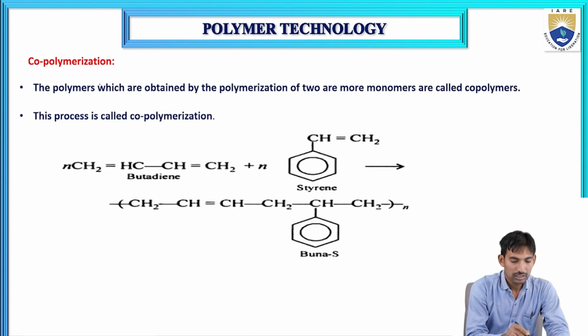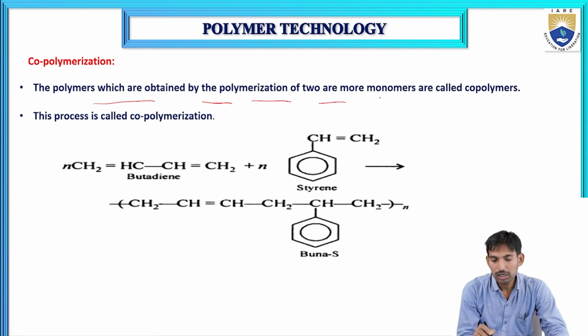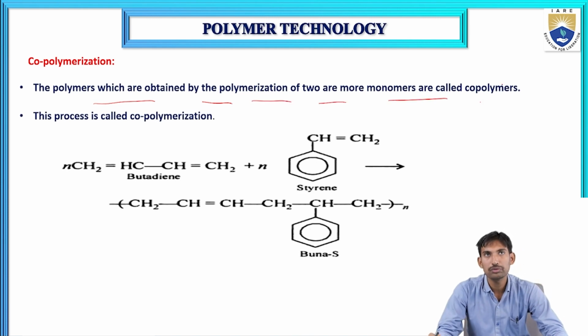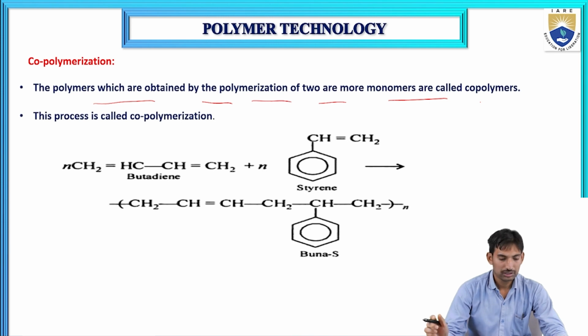Copolymerization. The polymers which are obtained by the polymerization of two or more monomers are called copolymers. What is a copolymer? The polymers obtained by the polymerization of two or more monomers. This process is called copolymerization.